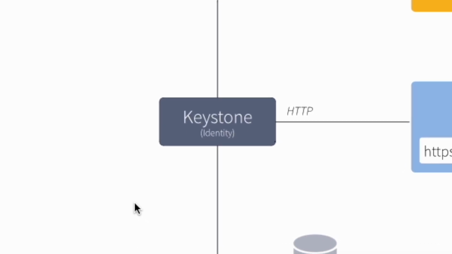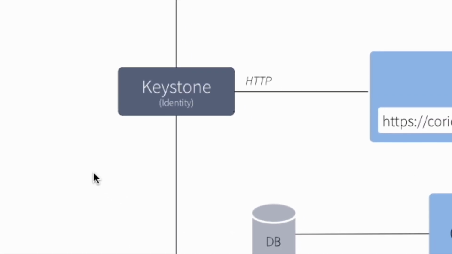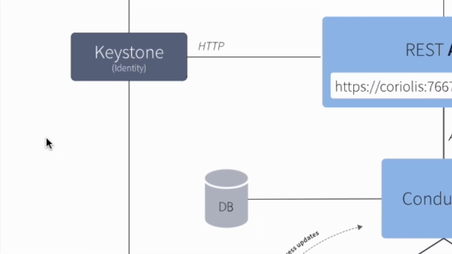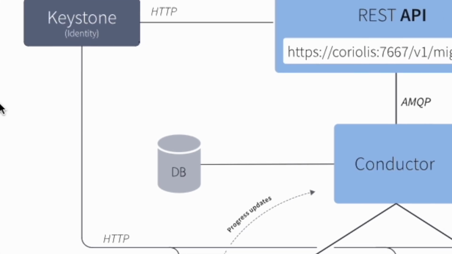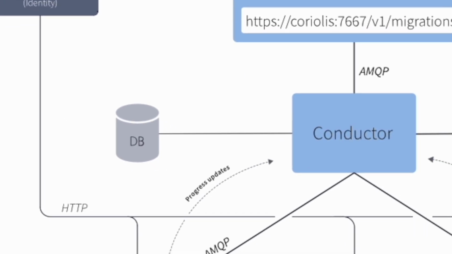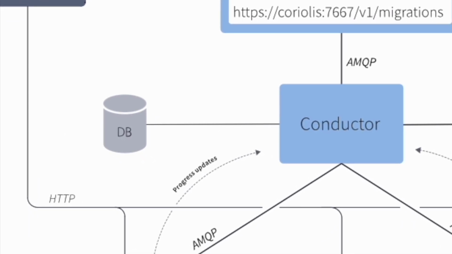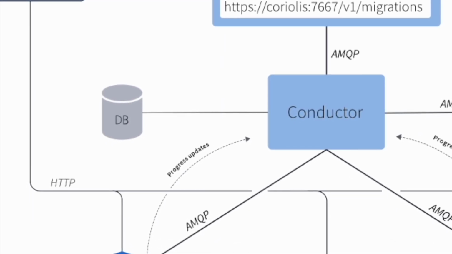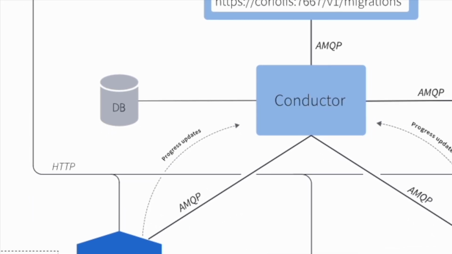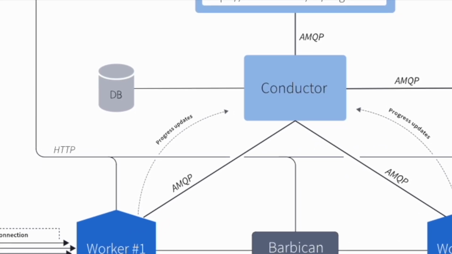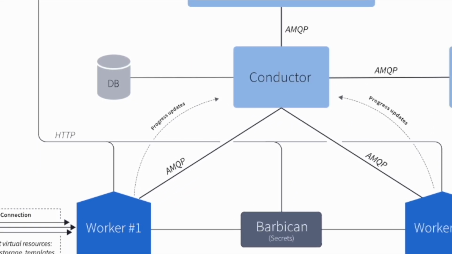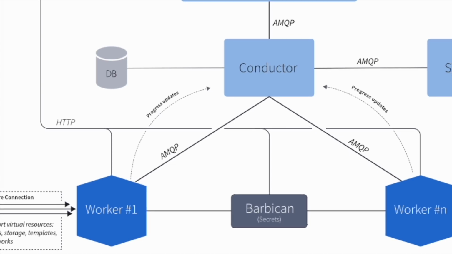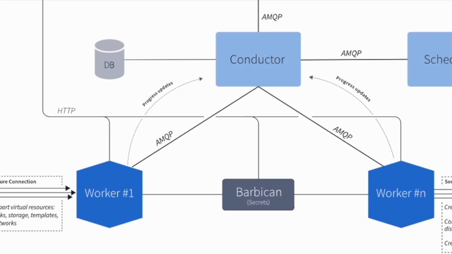Once a request is accepted, it is forwarded via AMQP to the Coriolis Conductor service, which saves the new transfer's definition within its database for persistence, and then splits the operation into smaller subtasks, which are then distributed across the various Coriolis worker services. The workers will then perform all the necessary operations on both the source and target platforms in order to facilitate the transfer.